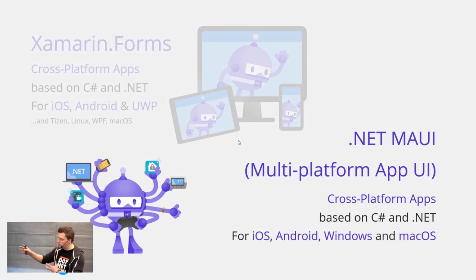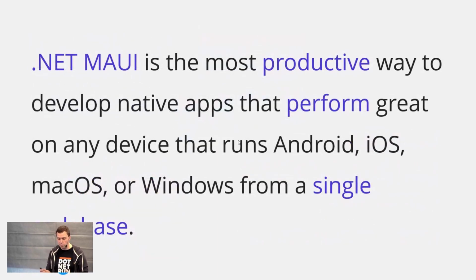So you can see the platforms here shifted also already a little bit. UWP is not supported anymore by Microsoft, so we're naming it Windows now because it's based on WinUI, and macOS is no longer something that is supported by the community, but is now a first class platform that we are supporting as well. So if you put a little marketing sauce over that, it's the most productive way to develop native apps that perform great on any device running on iOS, Android, macOS, and Windows from a single code base.